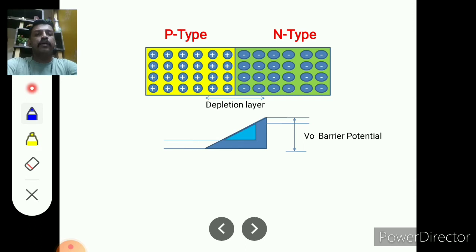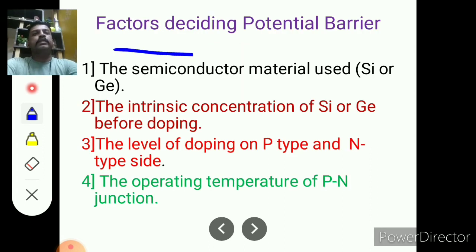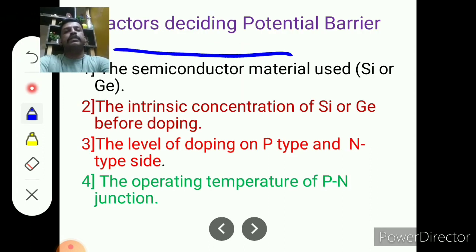So the sky blue color shows the initial potential barrier, and the outer blue shows the depletion layer formed due to the diffusion. Factors.